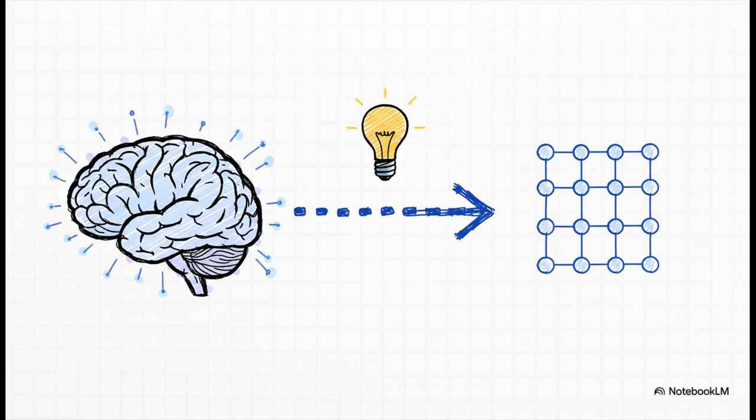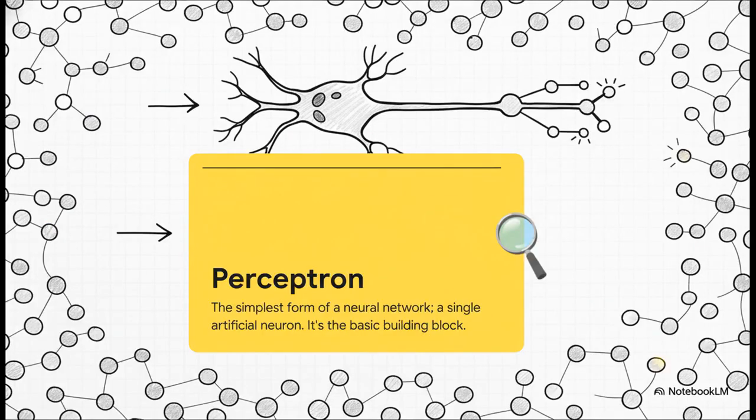Scientists literally just looked at the human brain, with its billions of interconnected neurons all firing signals at each other, and they thought, hey, what if we built a computer model that kind of works the same way? And it turns out the answer was a huge yes. So the basic building block of these things is called the perceptron.